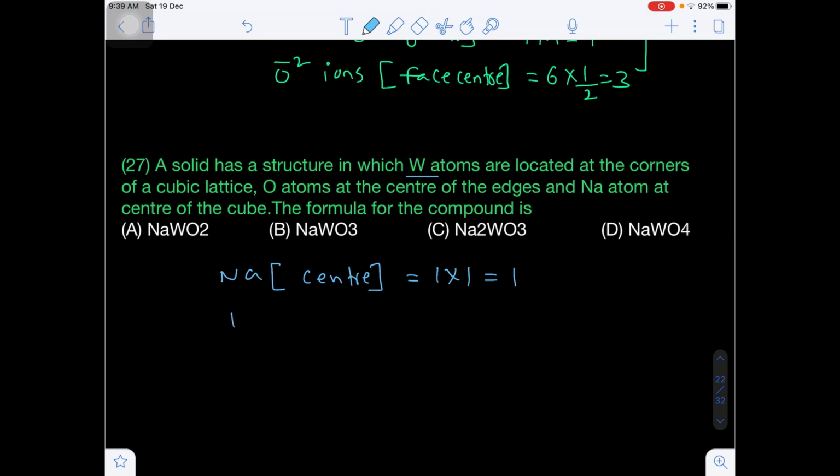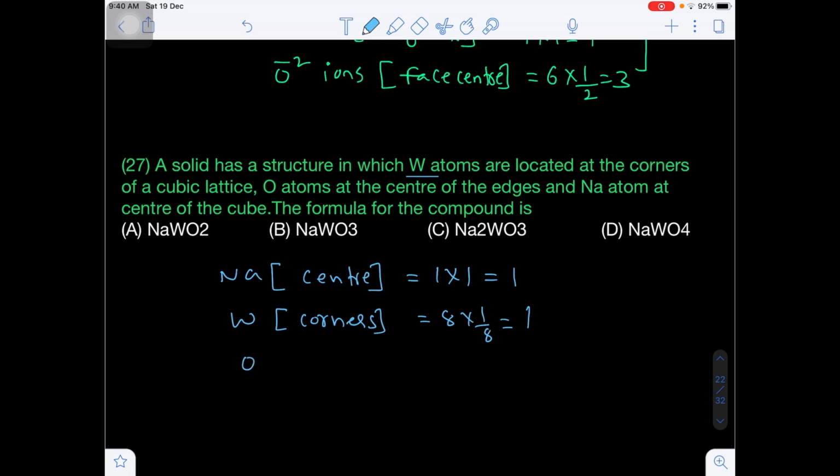Okay. Next, W, wolfram tungsten element, will be present at the corners. So how many corners are there in total? 8, into contribution 1 by 8. So 8 into 1 by 8 will be equal to 1. Are you getting my point?